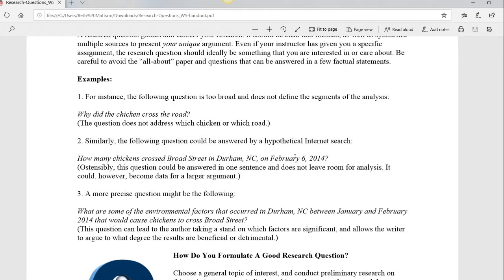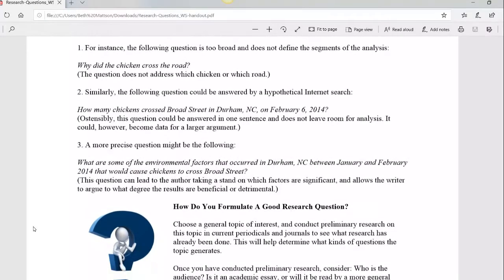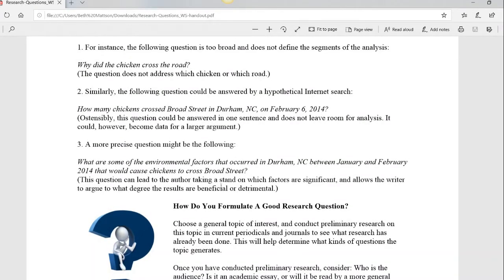So notice that the reason they're ruling this out is not because it is just nice and specific. It's because it could come down to one sentence, right? It doesn't ask if there is any variation. It's asking for basically one data point. So you'd have to expand this to maybe make a trend about it, or maybe to have multiple data points, or expand this geography. A more precise question might be the following. What are some of the environmental factors that occurred in Durham, North Carolina between January and February 2014 that would cause chickens to cross Broad Street?